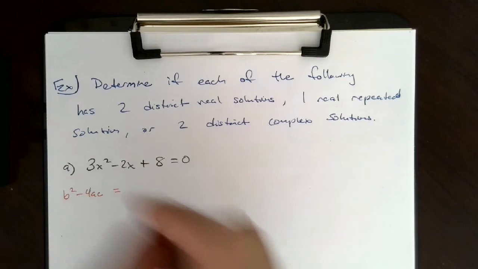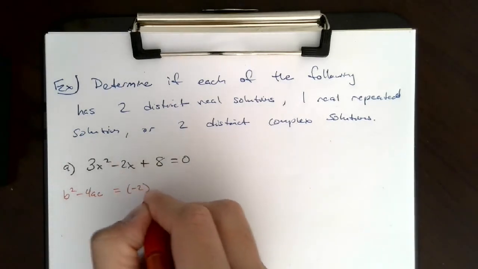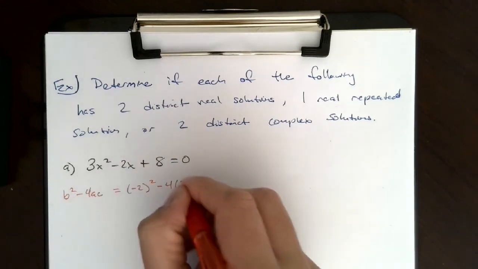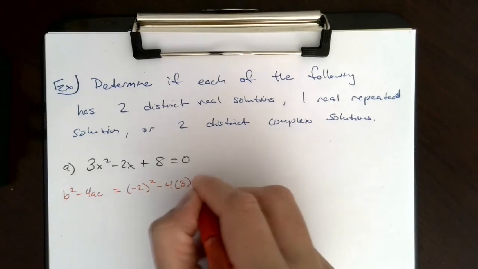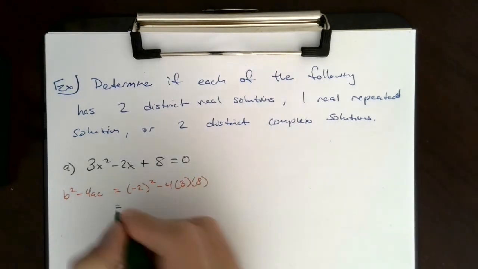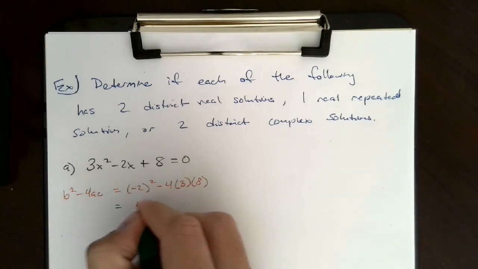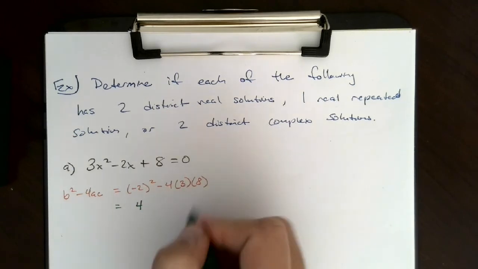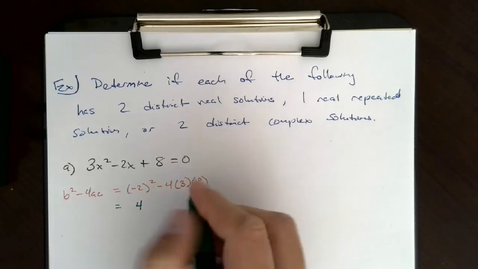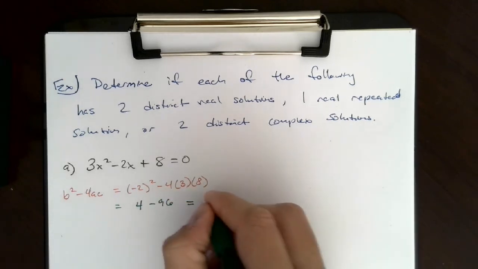So b squared, well, what's b? b is negative 2, so this will be negative 2 squared, right? That's the middle coefficient there, minus 4 times a is 3, times c, which is 8. And then we're simplifying this. Negative 2 squared, make sure you have those parentheses there, because a negative squared makes it a positive, so this will be positive 4. Minus 4 times 3 times 8, so it's minus 4 times 3 is 12, times 8 gives us minus 96. And this equals 4 minus 96, which is negative 92.